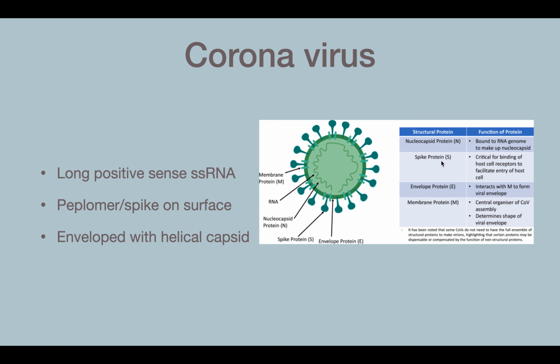The capsid prevents opsonization, and the peplomers will decrease the amount of immune response. So as you can see here, the spike protein will allow the binding to host cells. Envelope protein E interacts with M to form the envelope.